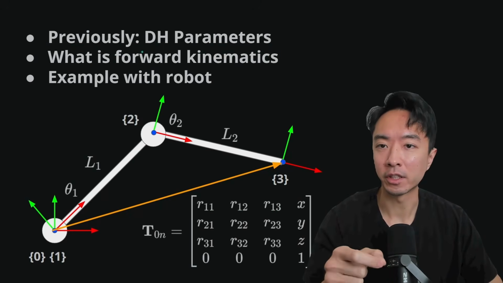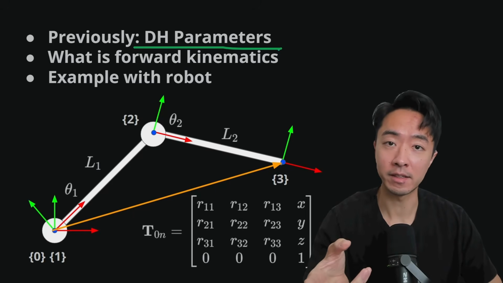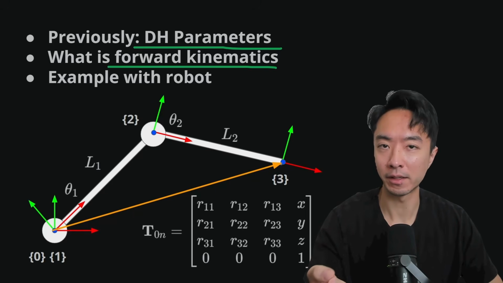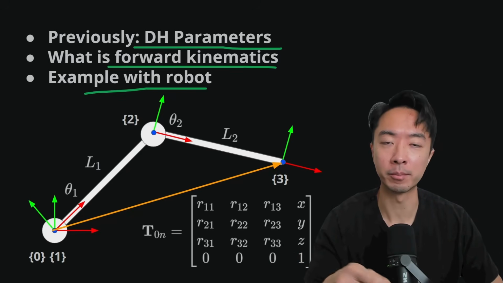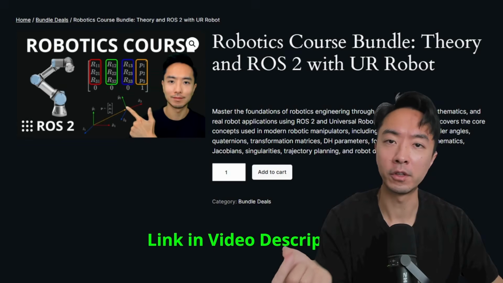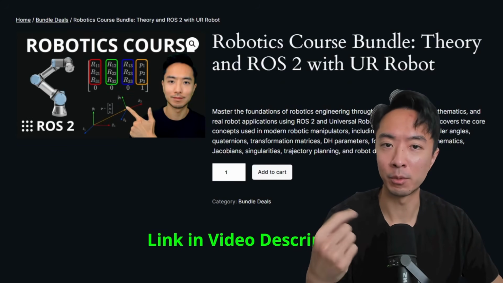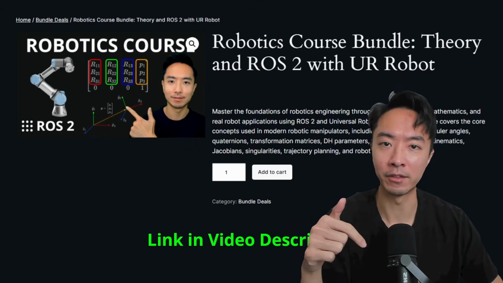So previously we talked about DH parameters, and that sets us up to start talking about forward kinematics. We'll go through an example so you could better understand how it works. You can follow along with my code and documentation and some more advanced examples in ROS, link in the video description.